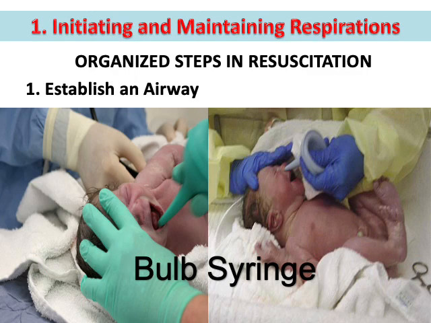To establish an airway, you first need to clear the infant's oral or nasal mucosa of any secretions. In the picture, you will see the nurse suctioning the newborn using a bulb syringe. First picture, suctioning the oral mucosa. Second picture, suctioning through the nasal passages.